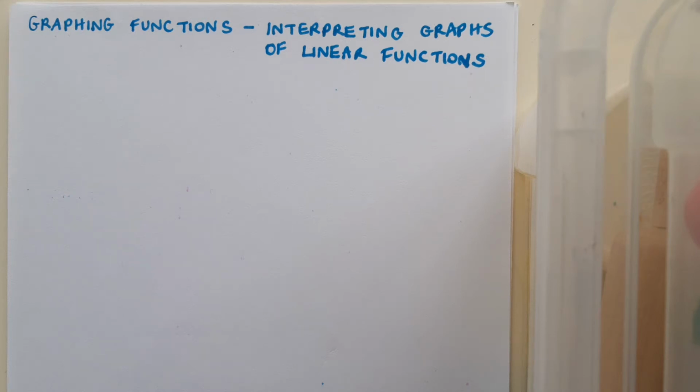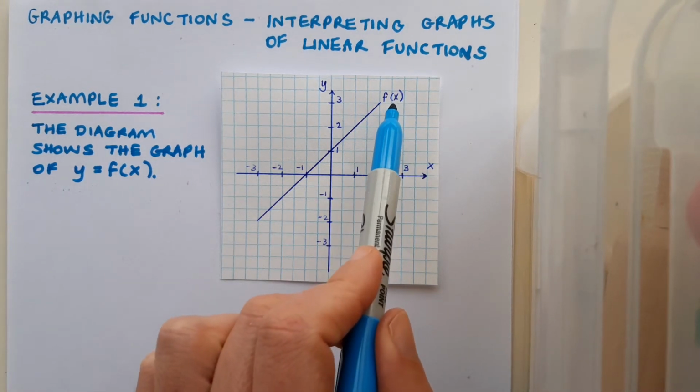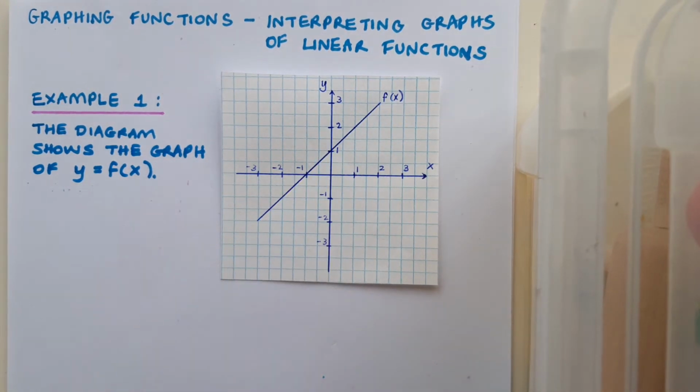This is a video on graphing functions and particularly interpreting graphs of linear functions. Here's our first example. A graph is already drawn for us and we're told that the diagram shows the graph of y equals f of x. You can even see in the diagram that there's an f of x written next to the line to indicate that that is the name of that function.